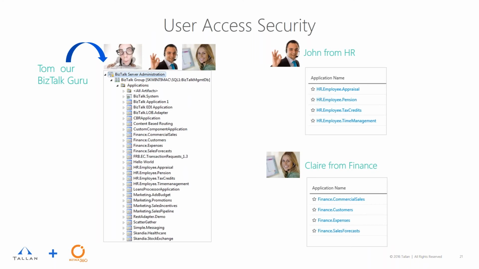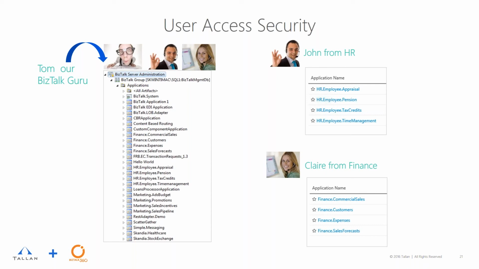We touched upon user access and security policies. That was one of the challenges which BizTalk poses to us. Here we have three characters. Tom is a BizTalk guru. Obviously, he needs access to all the applications. He's like a super user, and he does a lot of things, but he knows what he's doing. So it's fine to give him the admin privileges.